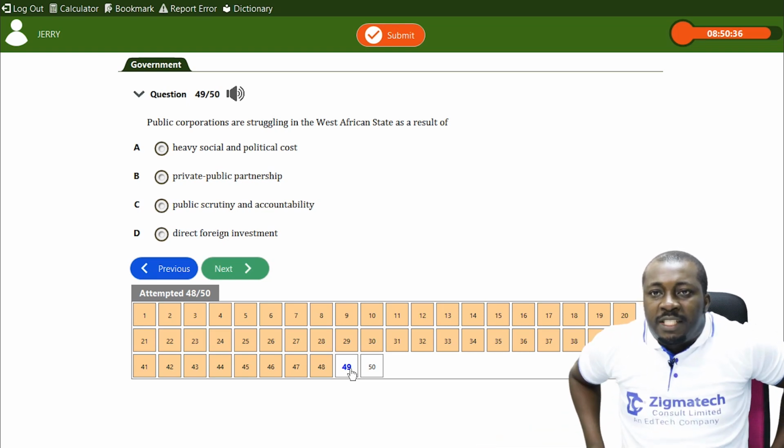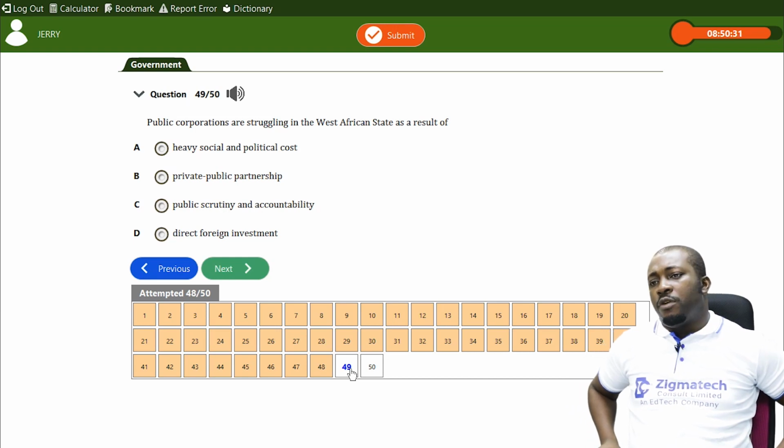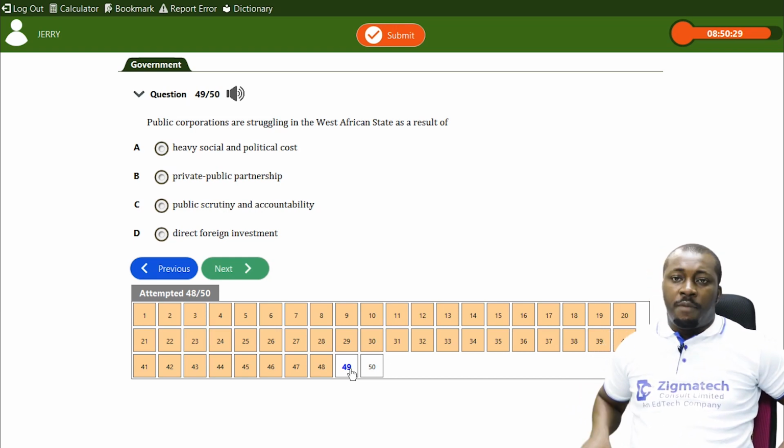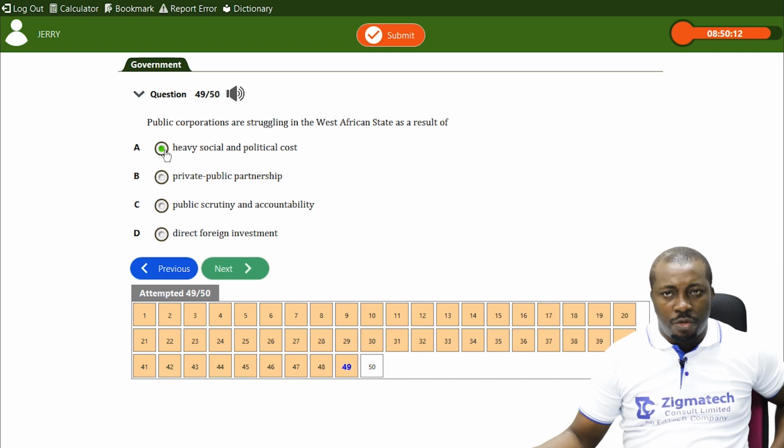Now, public corporations are struggling in West African states as a result of, now we are talking about problems of public corporations. Which one represents the problem? Okay, let's start from D. Direct foreign investment is not their problem. Public scrutiny and accountability is not their problem. B, private-public partnership is not their problem. Now, A, heavy social and political costs of running public corporations is their problem. So there is political cost, there is social and economic cost of establishing and running public corporations.